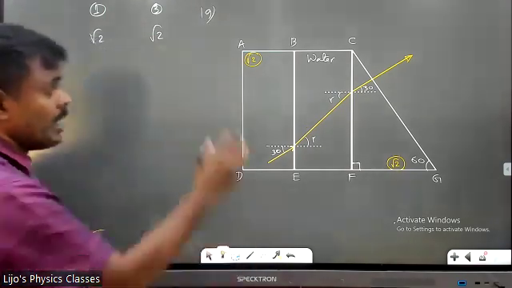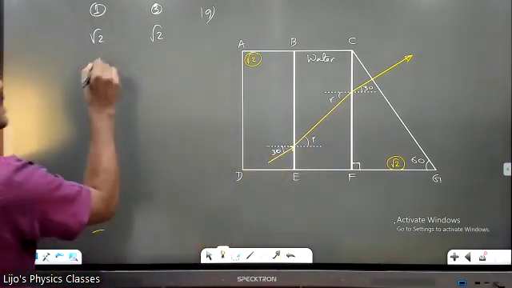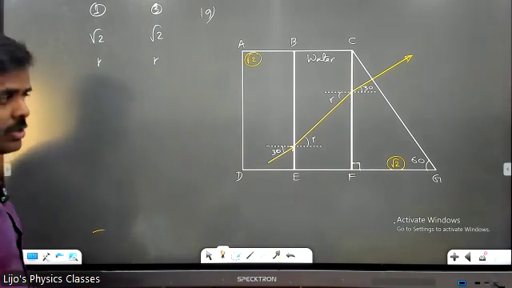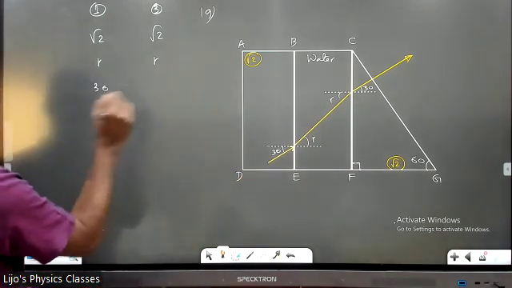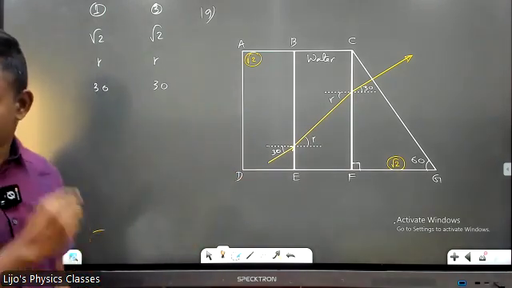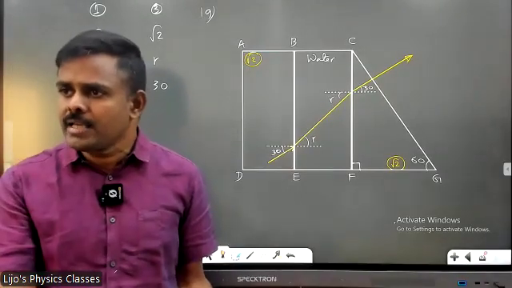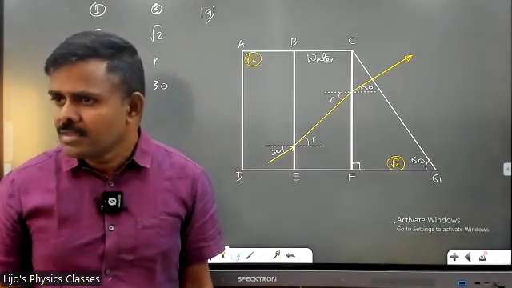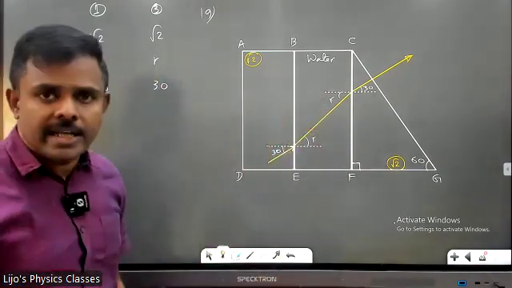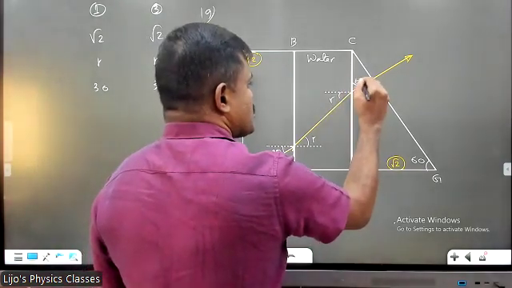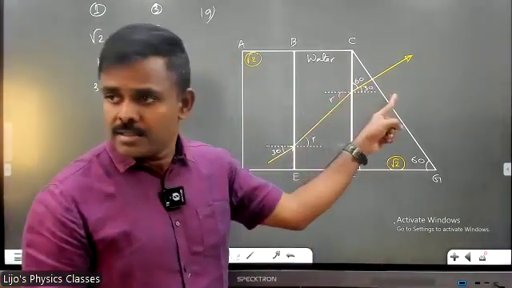Correct. Medium 1's one angle is R. Medium 3's one angle is also R. So the other angle is 30, which means the other angle has to be 30, right? Sin I by sin R is equal to N, right? If N is the same and I is the same, R must be the same now. Correct. So that angle is 30, which means what? This angle must be 60 because this is 90 now.